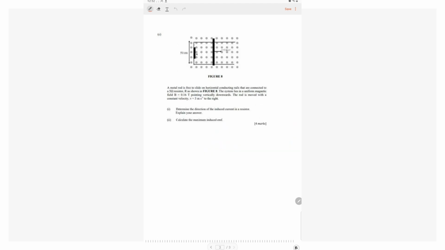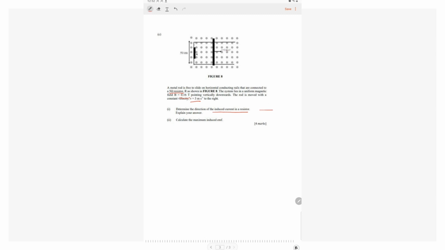Okey, untuk soalan C, a metal rod is free to slide on horizontal conducting rails that are connected to 5 ohm resistor. Okay, ni resistor dia 5 ohm. Okay, the system lies in a uniform magnetic field. Magnetic field dia 0.16 pointing vertically downwards. Okay, the rod is moved with a constant velocity v 3 meter per second to the right. Okay, you need to determine the direction of induced current in the resistor. Okay, in the resistor, bukan dalam conductor tu, dalam resistor.